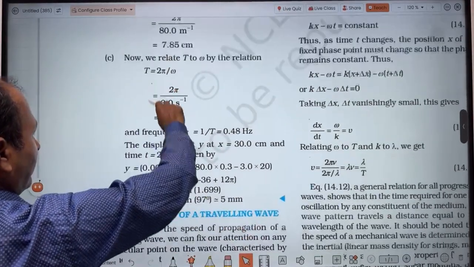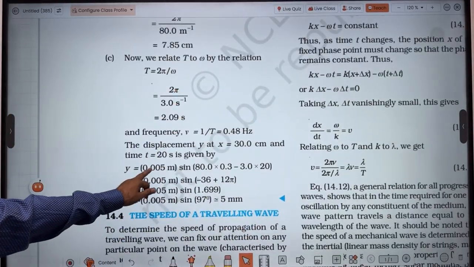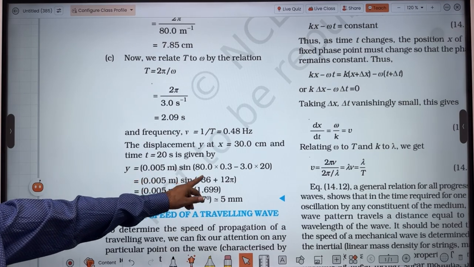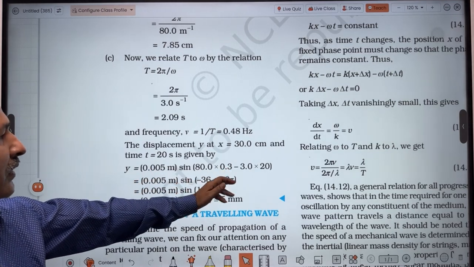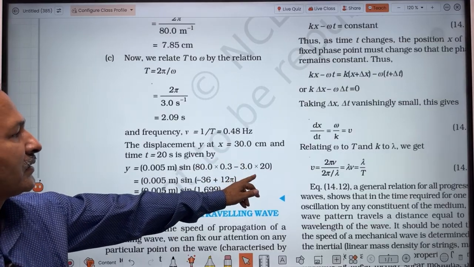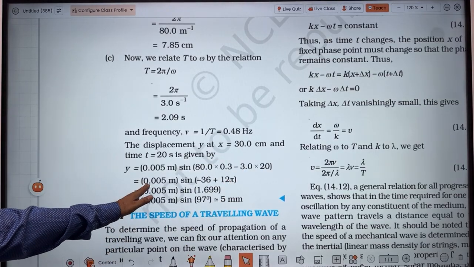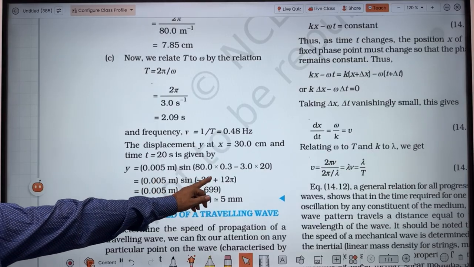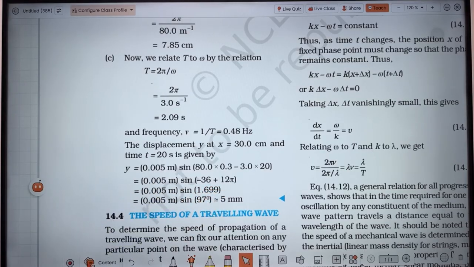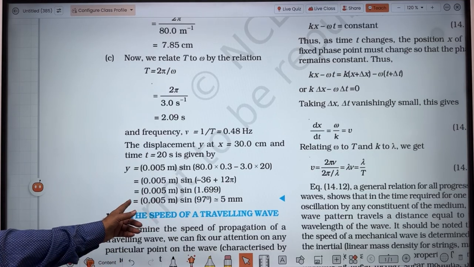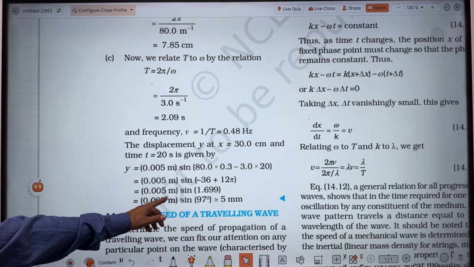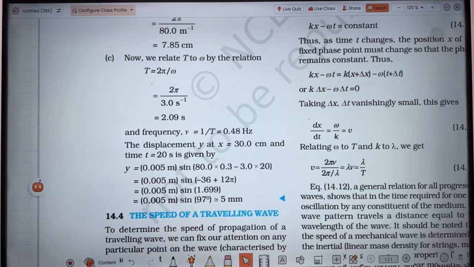So we get the relation y equal to 0.005 m sin(80 into 0.3, that is x, minus 3 times 20). So it comes out to be 0.005 sin(−36 plus 12π). And we further simplify, so it comes out to be 0.005 sin(1.696), and this value becomes 97 degrees.